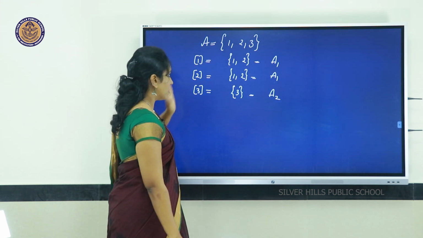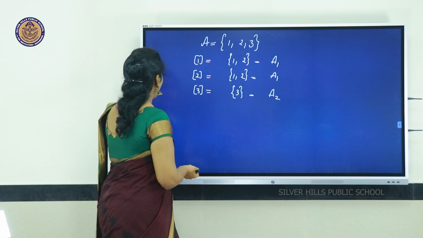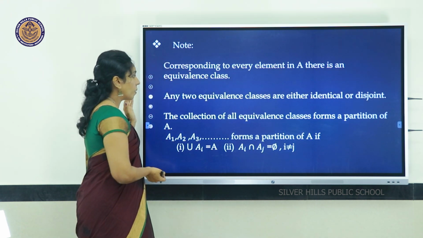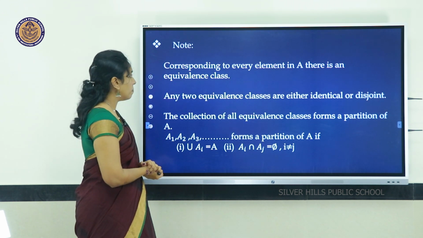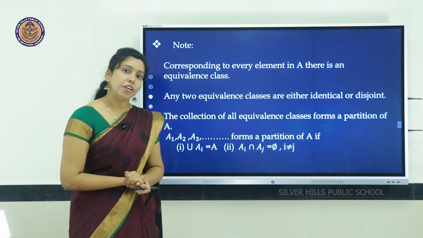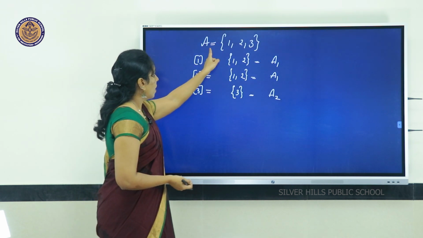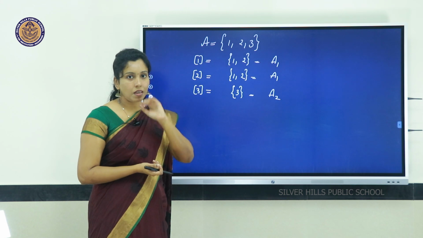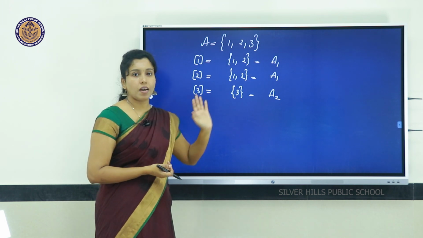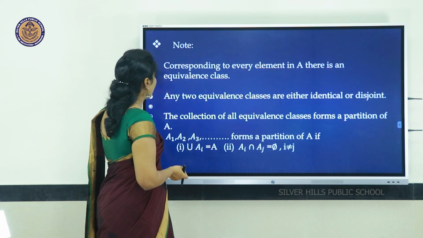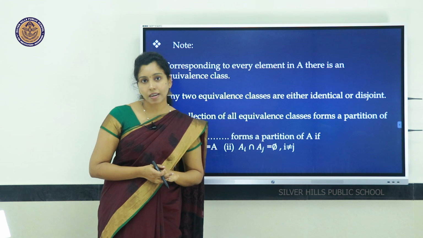Based on this, I can list a few properties of equivalence classes. Look at this note. The first note is: corresponding to every element in A, there is an equivalence class. Do you agree with it? Let us go back to our question. This is my A. How many members were there? 3 members. So, equivalence class 1 is there, equivalence class 2 is there, equivalence class 3 is there. So, the first property is okay. Corresponding to every element in A, there is an equivalence class.